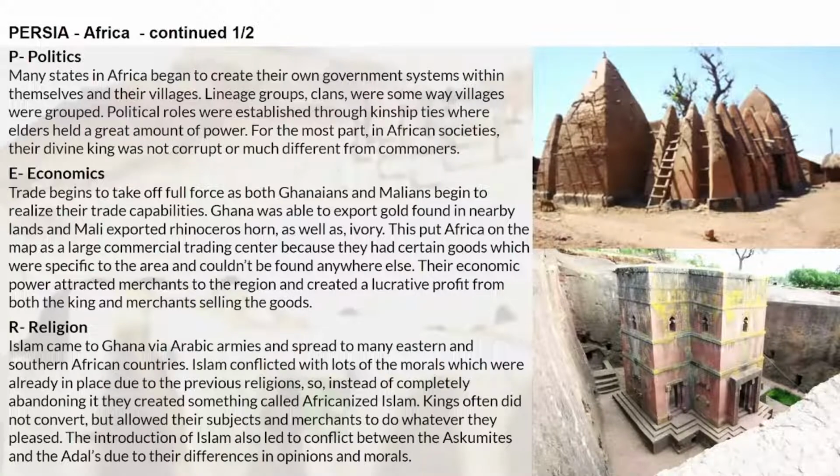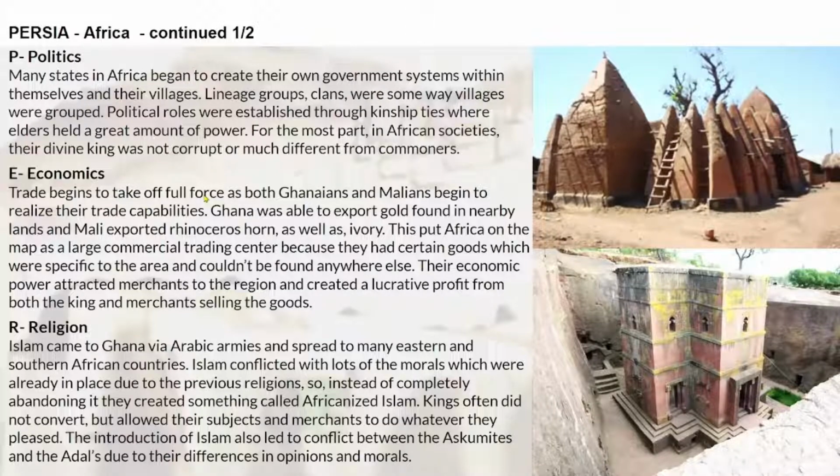So economics, like I said before, because they had stuff like salt, rhinoceros horn, ivory, gold, they were able to take off as major traders in the Silk Road and stuff like that, and that really put Africa and the countries on the map as major traders. They were able to use this profit that they made to not only benefit the king, but also to build structures, to build mosques, and just many great architectural structures that are still there to this day.